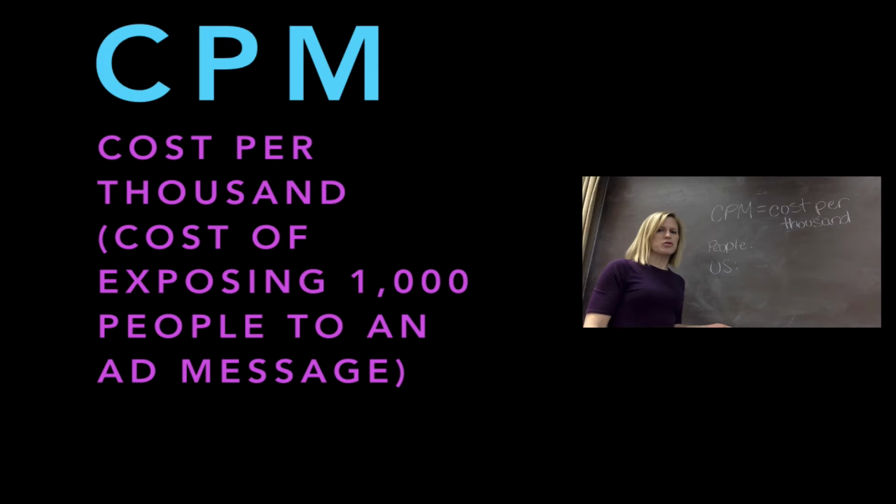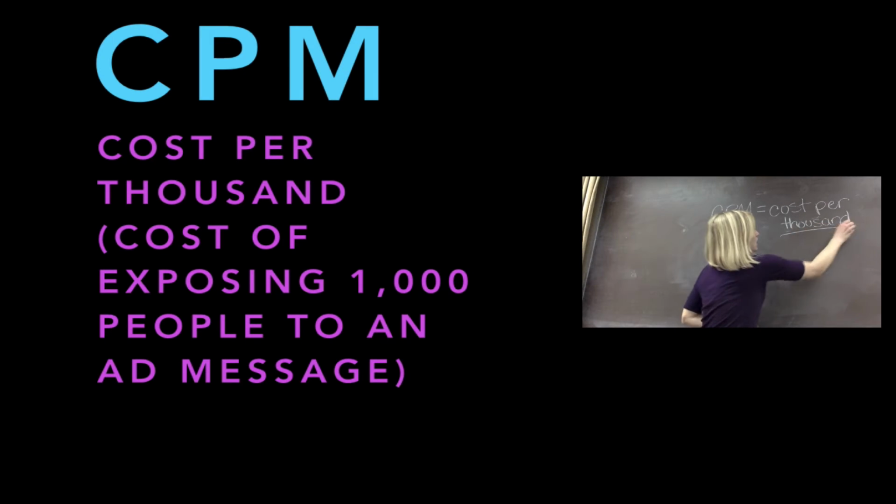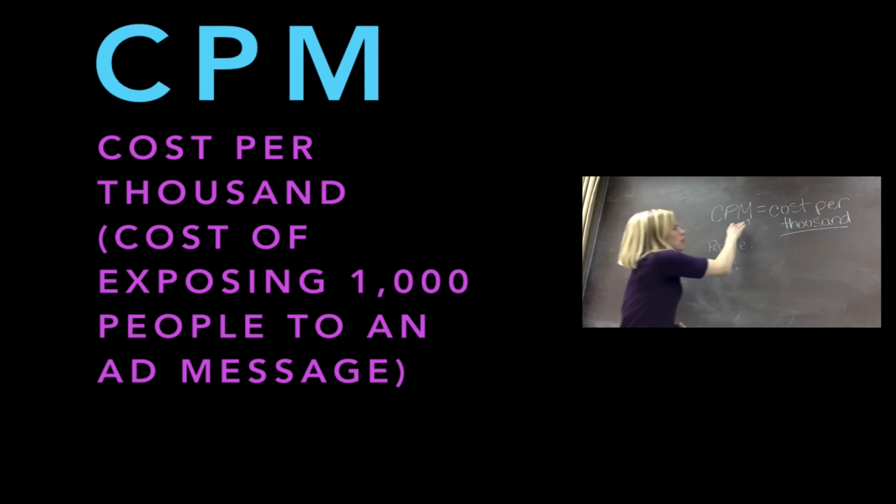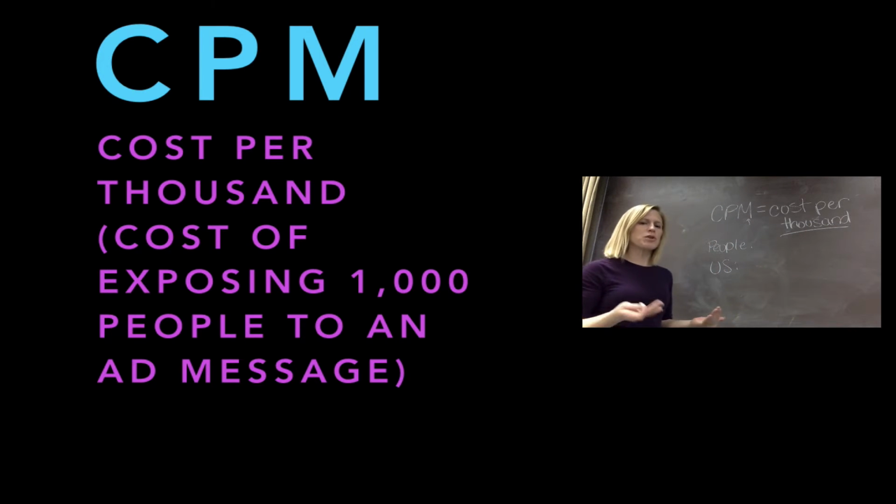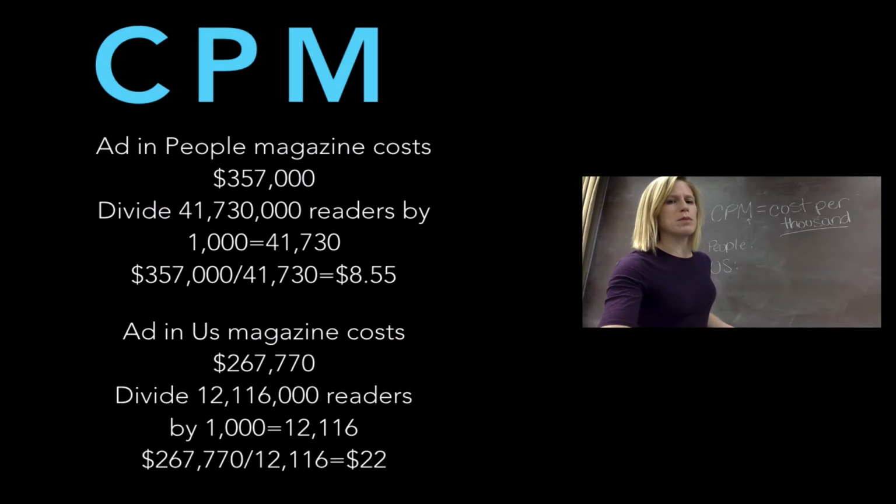Okay, CPM is a measure used in strategic communication to help us figure out the most efficient way to spend an ad budget. CPM stands for cost per thousand, and it's really easy to get tripped up here and think we're talking about millions, but it's cost per thousand, and what it's telling us is how much it's going to cost to expose 1,000 people in an audience to an ad message.